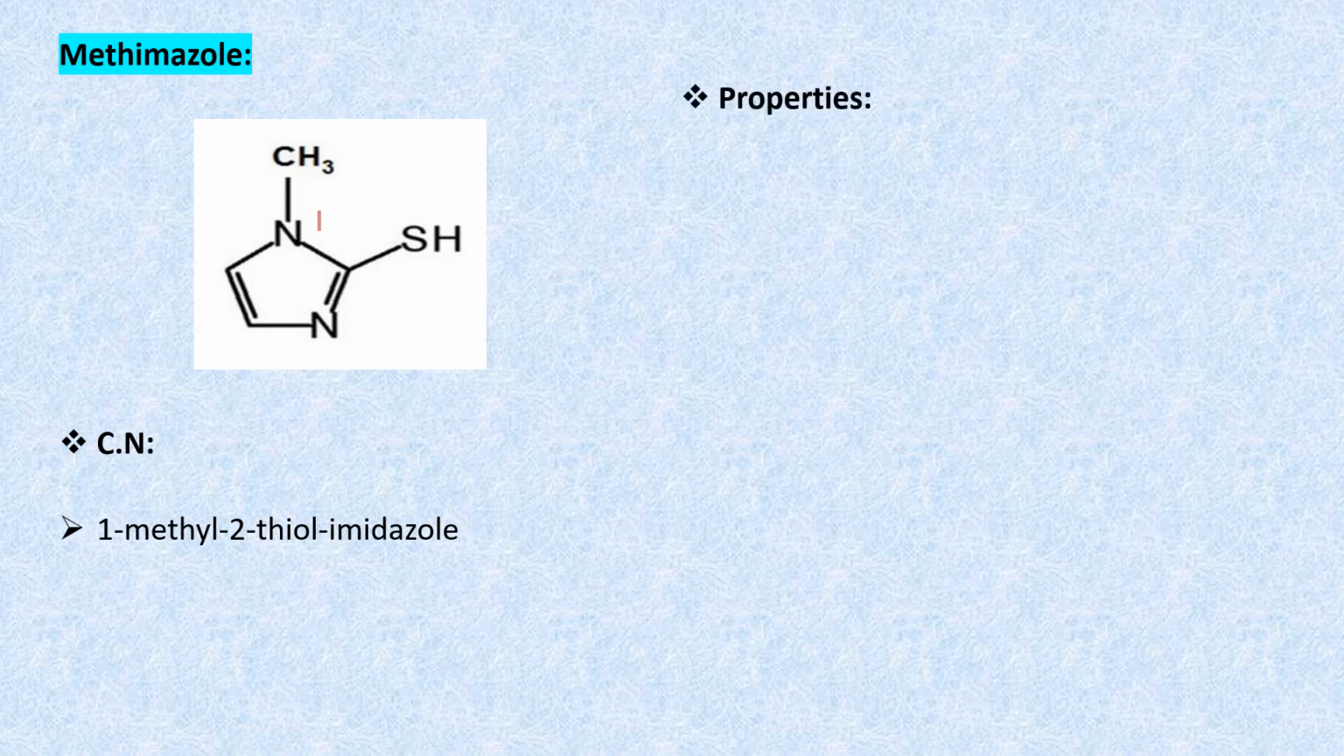Then the next one, that is properties of methimazole. Methimazole occurs as white crystalline powder, faint characteristic odor, and a slightly bitter taste. It is freely soluble in water, alcohol, and chloroform, slightly soluble in ether. Stability and storage condition: it is a very stable compound, therefore you are going to store it in well closed containers.